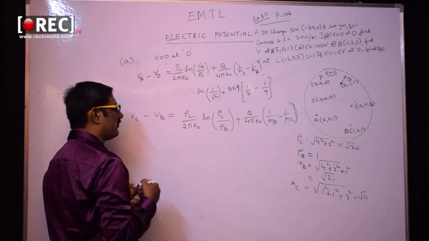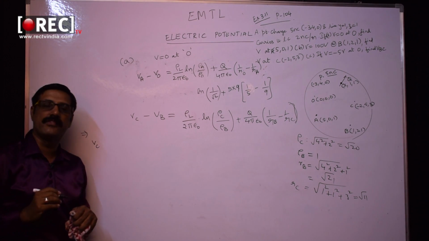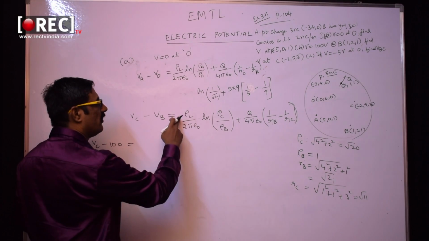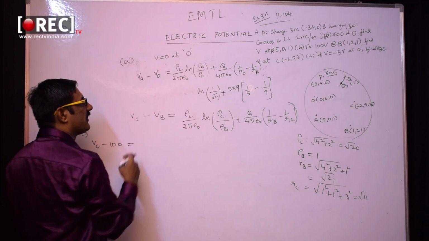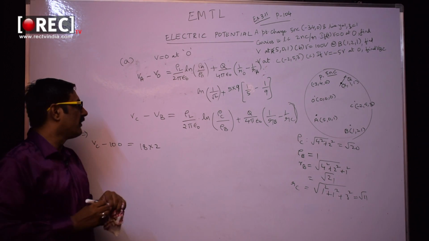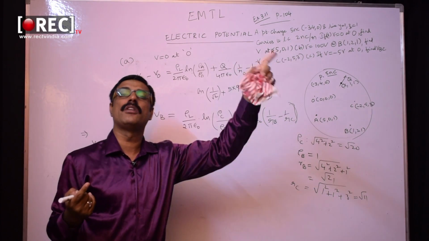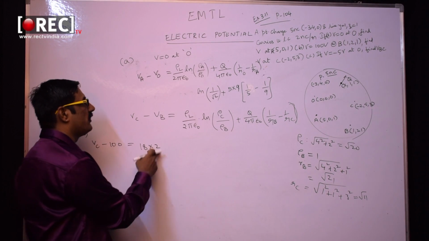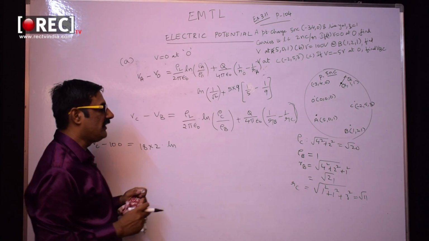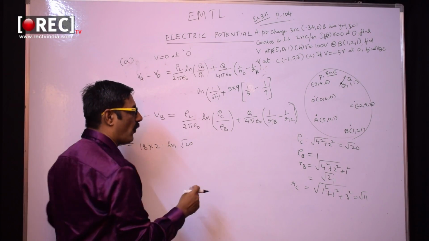Now let us substitute all these values in this equation. VC is unknown and we need to determine VC. So VC minus 100 is equal to, substituting the given values, rho L by 2 pi epsilon naught, which I can directly write as 18 into 2. How did I get 18 into 2? 1 by 2 pi epsilon naught is 18 into 10 power 9, and rho L is given as 2 nano, which is 2 into 10 power minus 9. So 18 into 2 replaces rho L by 2 pi epsilon naught, into ln of rho C, which we got as root 20, by rho B, which is 1.